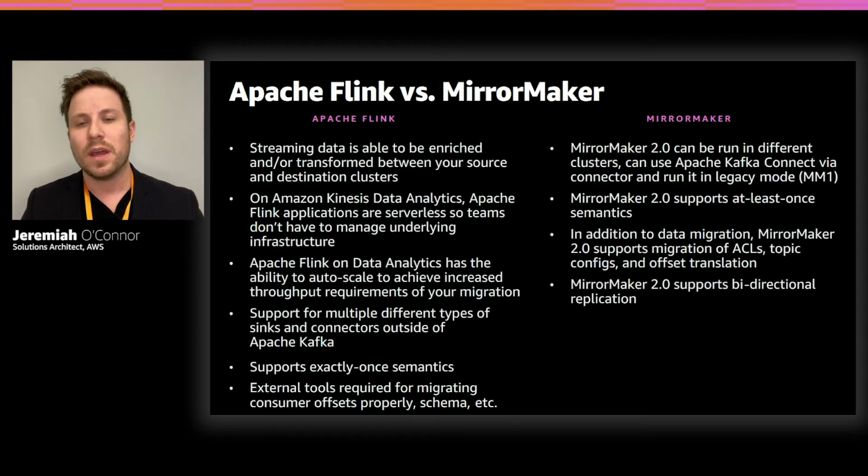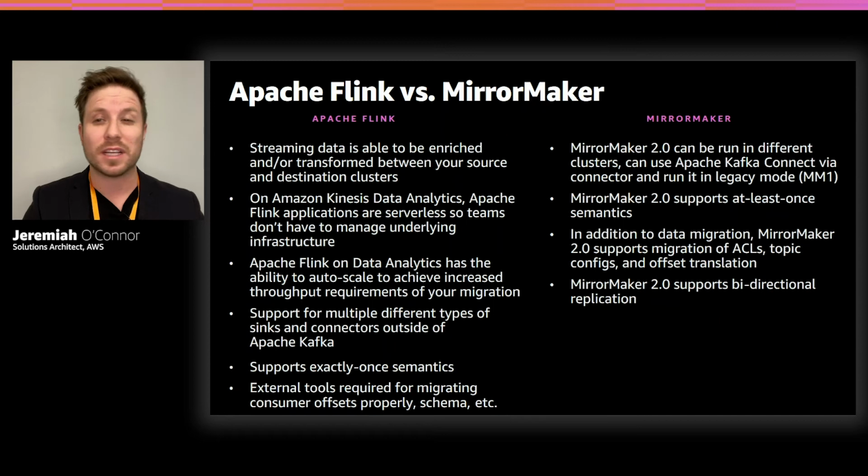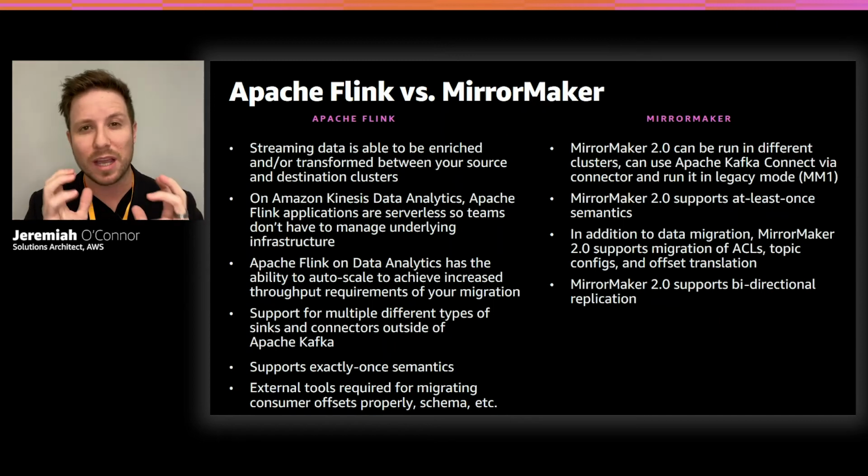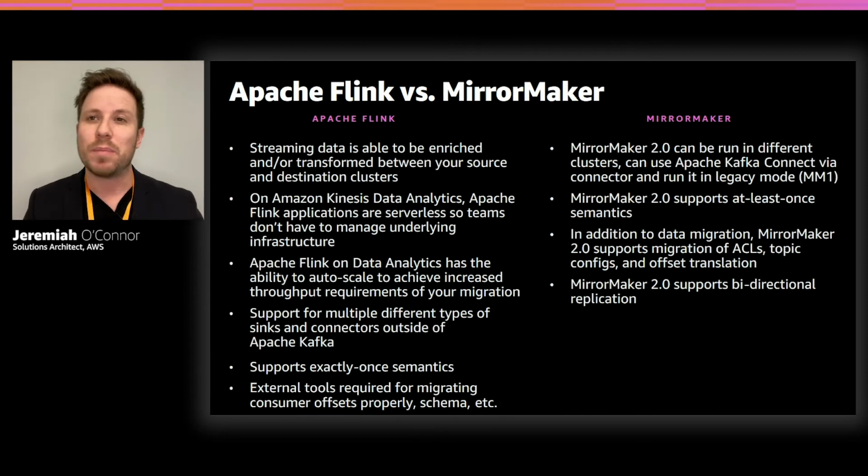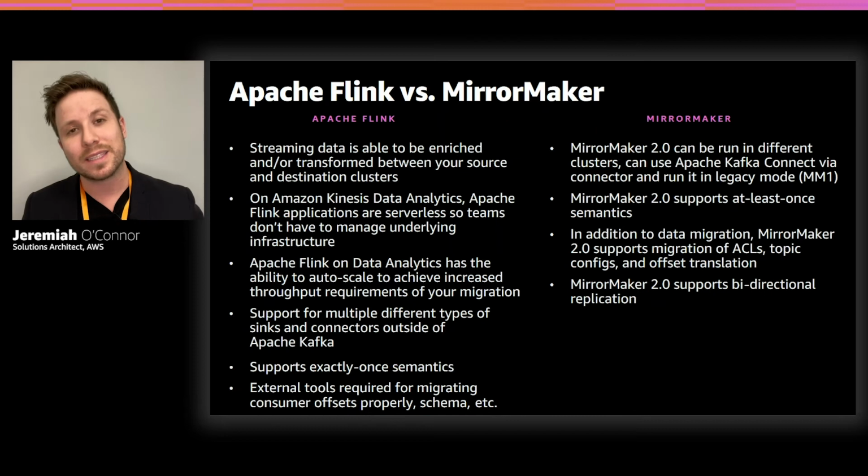Now, we've been talking a lot about the advantages of Apache Flink, so you may be thinking to yourself, well, why would I use MirrorMaker? Well, Apache Flink is just used for migrating data. So if you need to migrate consumers in real time, or you need to migrate consumer offsets, schema information, ACLs, or any of the metadata that's not associated with the actual raw data itself, Apache Flink is not able to do that out of the box. And so in order to migrate that type of data, you'd have to use some sort of third-party solution.